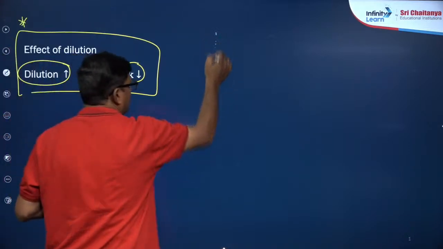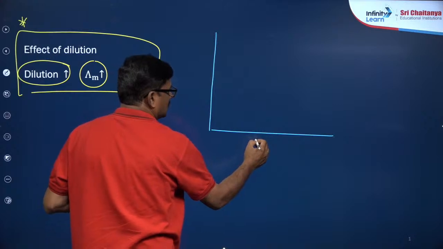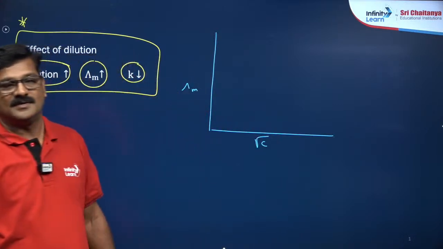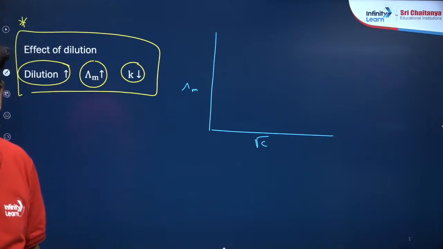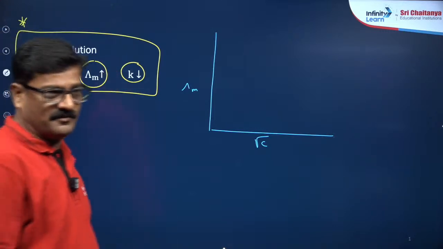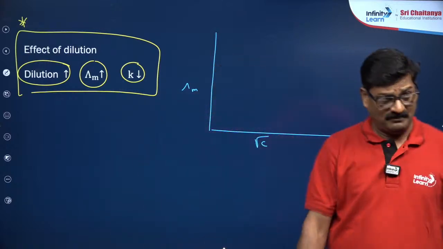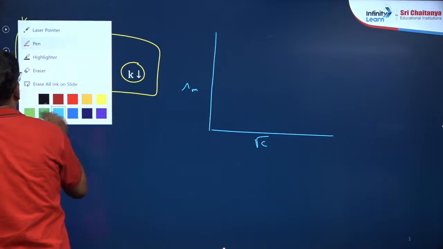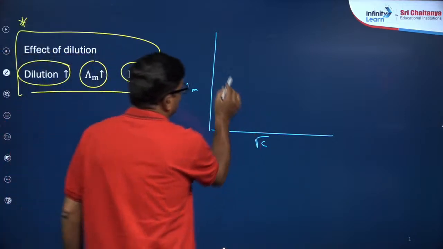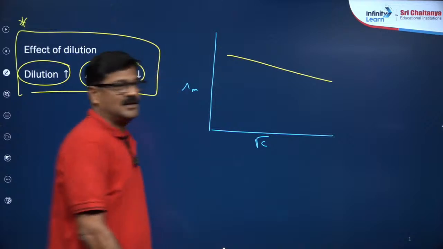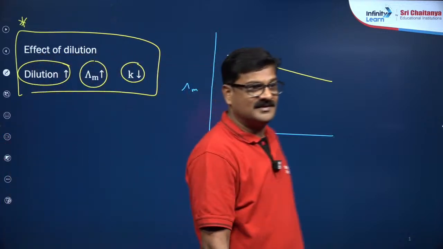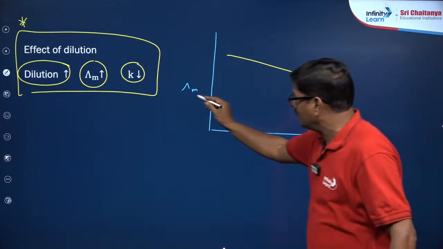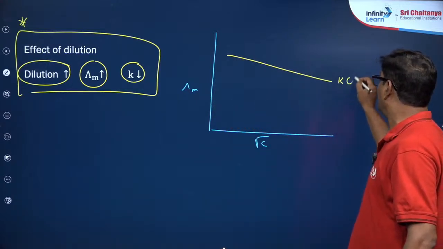Okay, you just see root concentration and molar conductance. A graph. Debye-Huckel-Onsager equation is there. Based on this, I just want to draw a graph at the end of the session. Now here you will be having a straight line like this for a strong electrolyte. Ravinder, you just see, I am talking about molar conductance, it is for strong electrolyte.